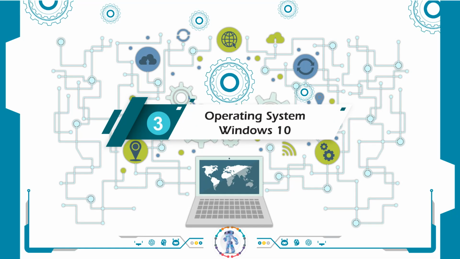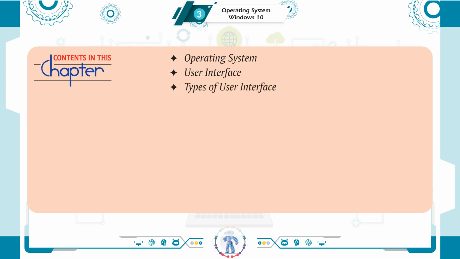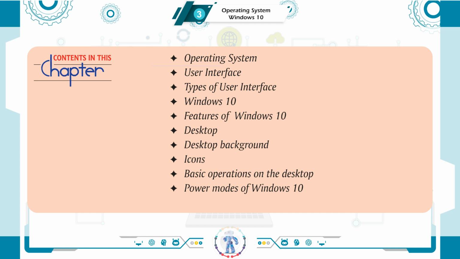Chapter 3: Operating System Windows 10. Contents in this chapter: Operating System, User Interface, Types of User Interface, Windows 10, Features of Windows 10, Desktop, Desktop background, Icons, Basic operations on the desktop, Power modes of Windows 10, Shut down the computer.